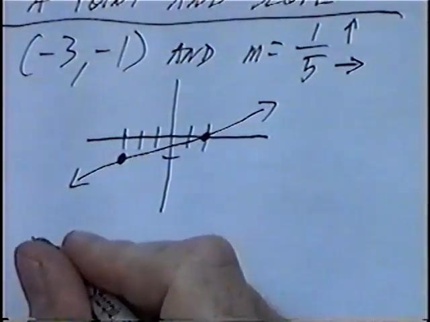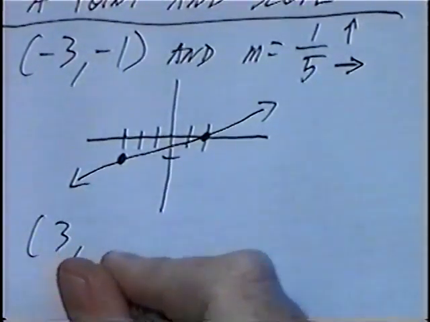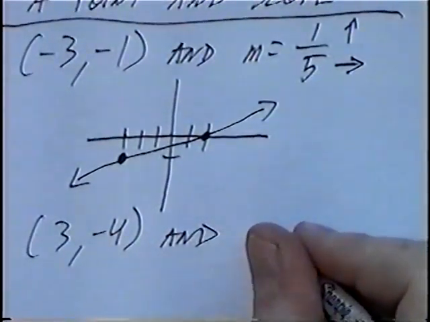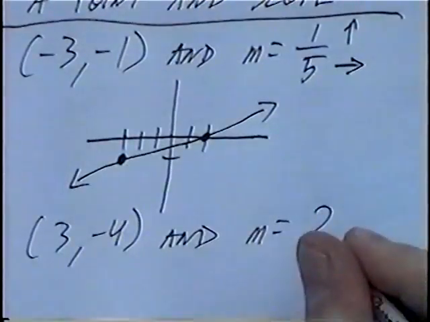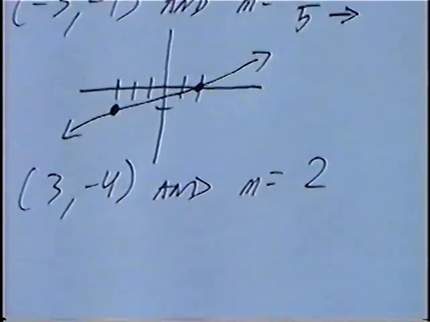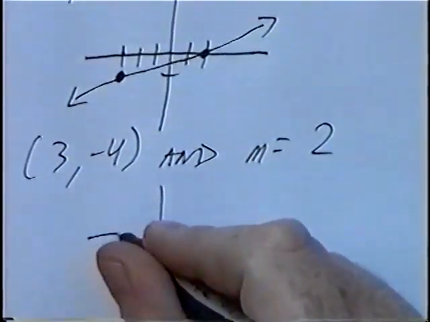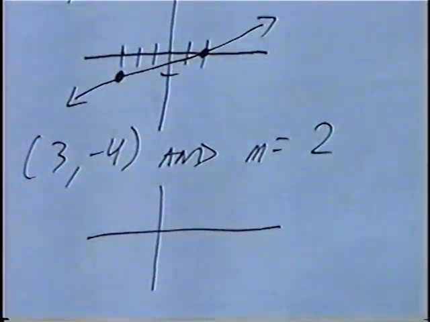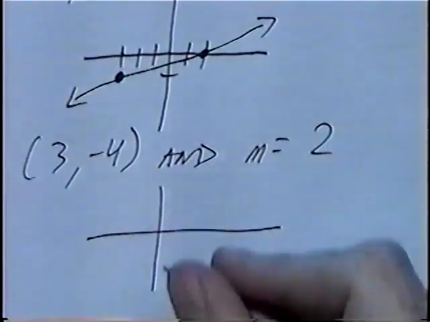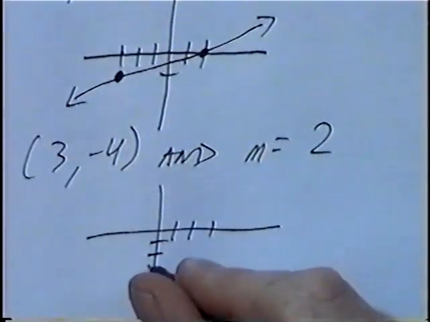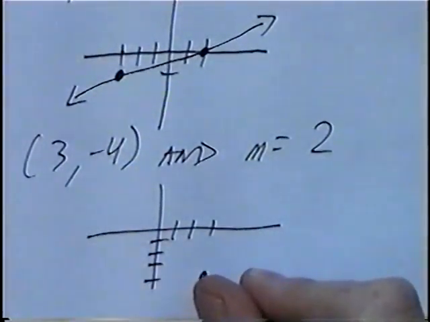Second question for the section is the point 3, negative 4. And we'll use the slope, or m equals 2. Again, we can draw the graph for the xy axis. The point 3, negative 4: the x value would be 3, the y value would be negative 4.